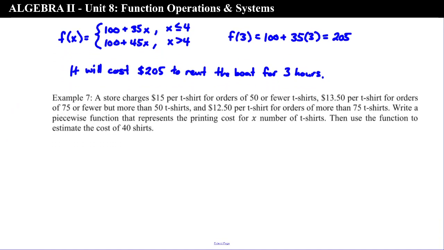All right, and the final example. A store charges $15 per shirt for orders of 50 or fewer t-shirts, $13.50 per shirt for orders of 75 or fewer but more than 50 t-shirts, and $12.50 per shirt for orders of more than 75. We're going to write a piecewise function and then find the cost of 40 shirts. So this one will require 3 pieces.